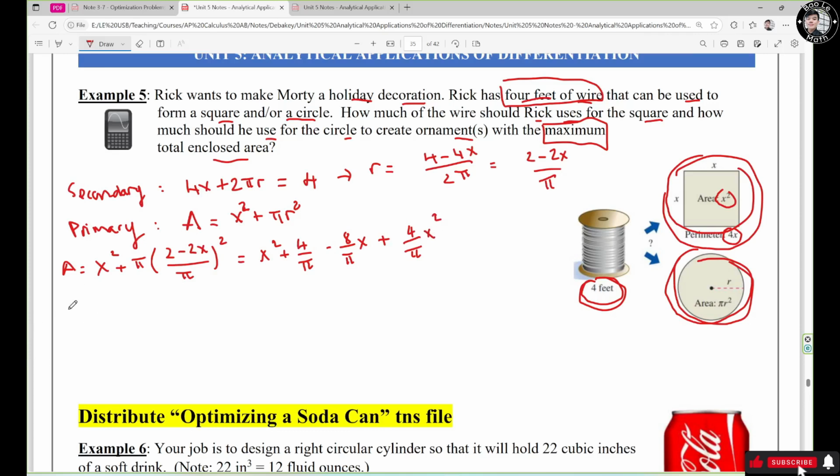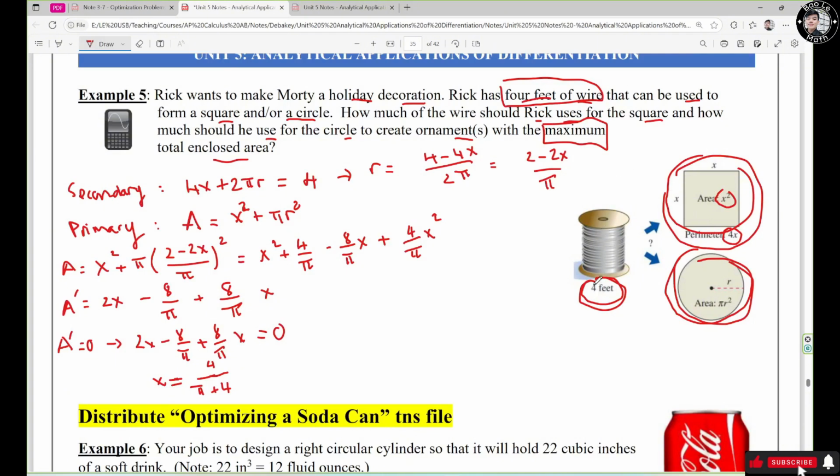Now I need to take the derivative of this one. So this turns out to be 2s minus 8 over pi plus 8 over pi s, right? Now I need to let the first derivative equal 0, so that I'm going to find the critical number, right? So 2s minus 8 over pi plus 8 over pi times s equals 0. Now s equals 4 over pi plus 4.